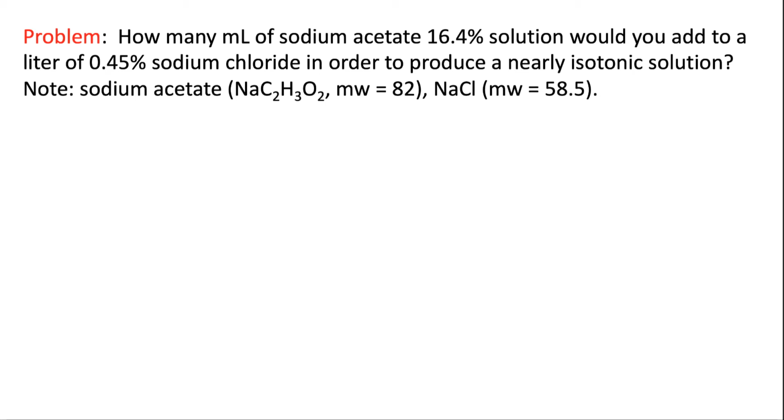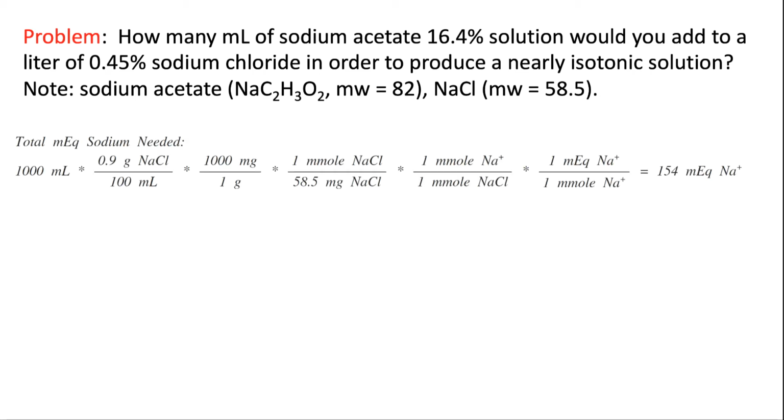Okay, where do we begin? That's a lot. Well, let's start with the end. What are we trying to make? We're trying to make an isotonic solution. So let's figure out how much sodium, regardless of its source. We don't care where the sodium comes from. If we're making a liter of solution, basically as close to isotonic as possible, how much sodium would it take? So let's just answer that question.